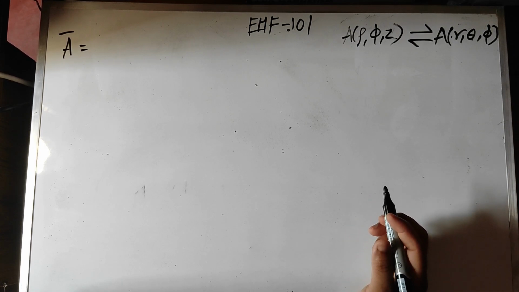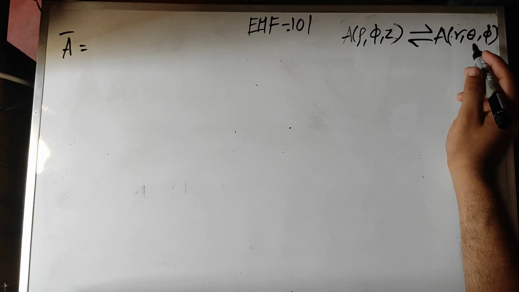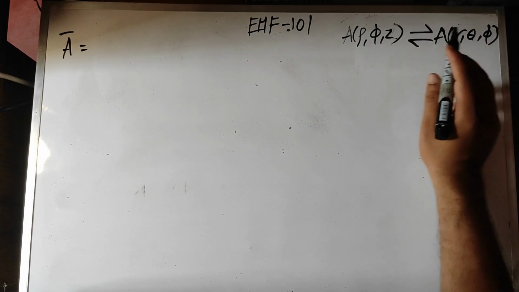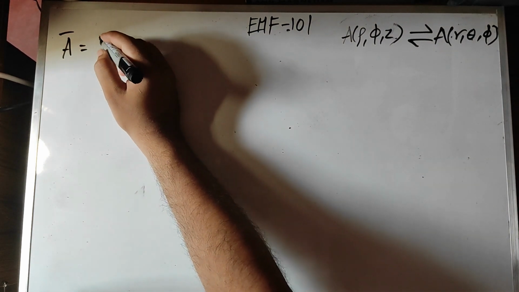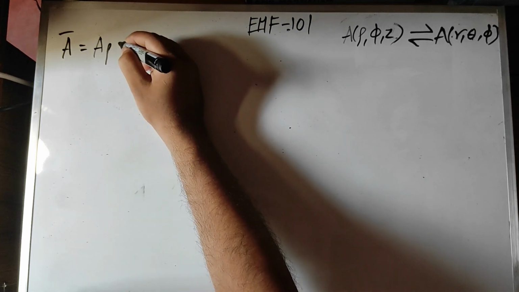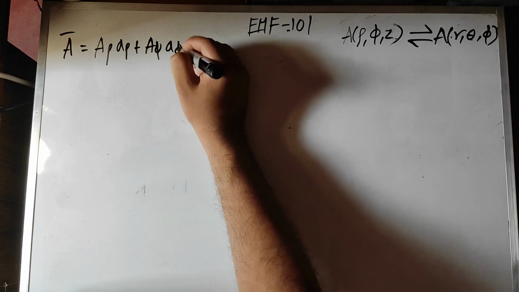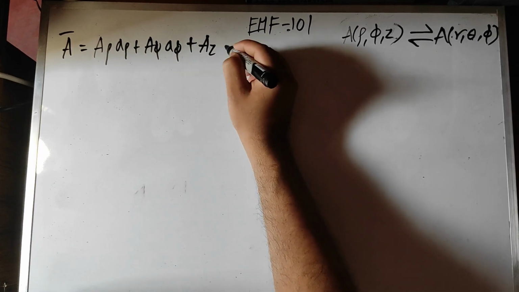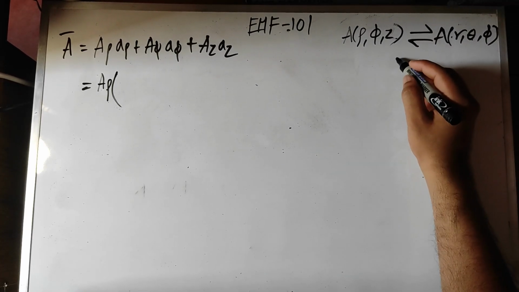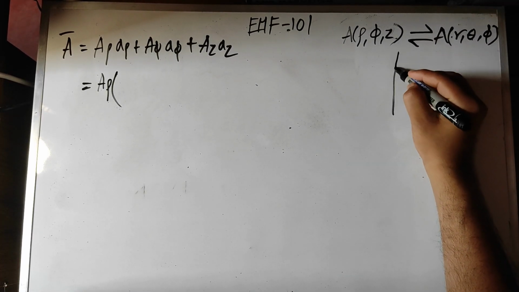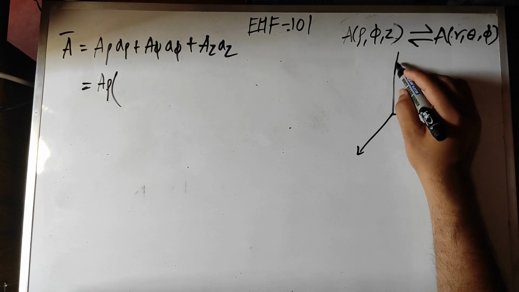Now let us transform a vector in cylindrical to a vector in spherical or vice versa. So say the vector in cylindrical is Aρ in the direction aρ plus Aφ in the direction aφ plus Az in the direction az. So let us first draw a diagram for our convenience.